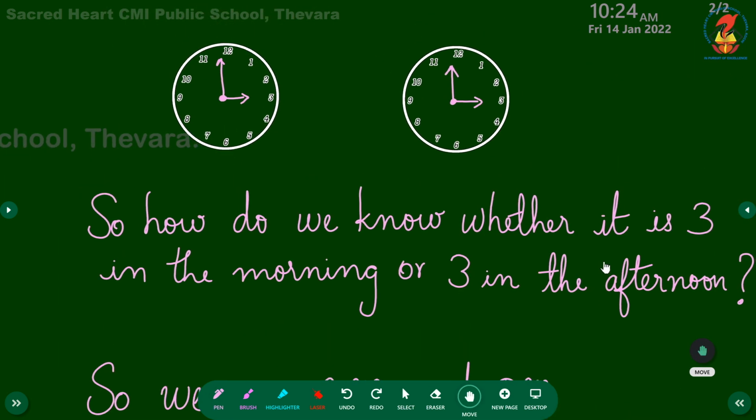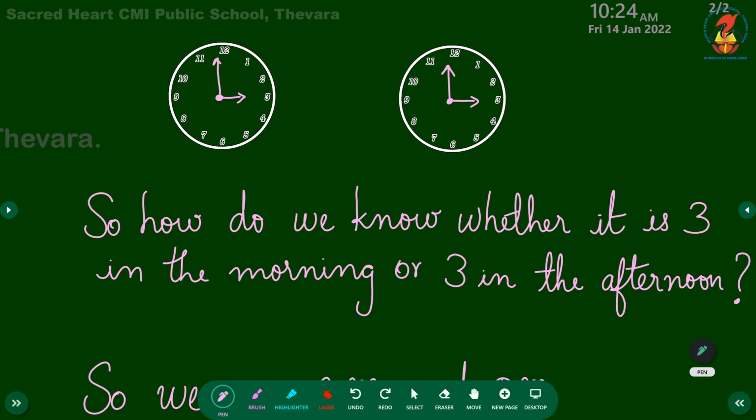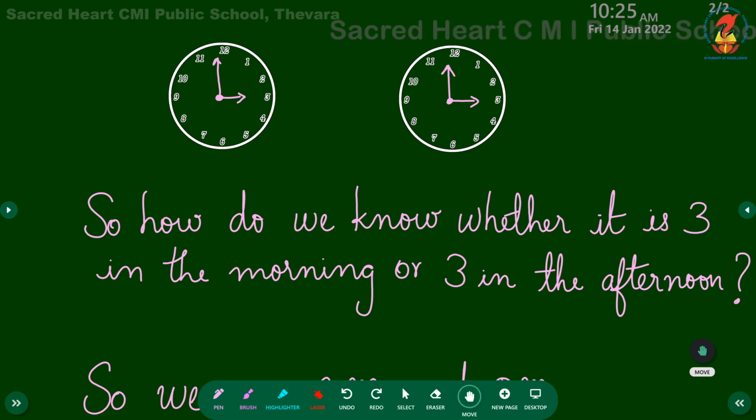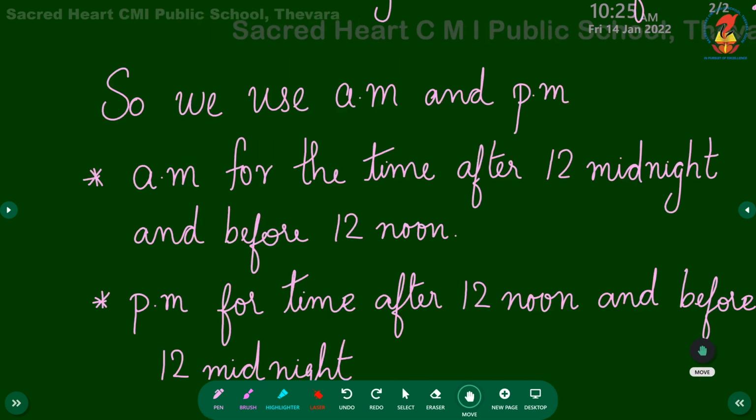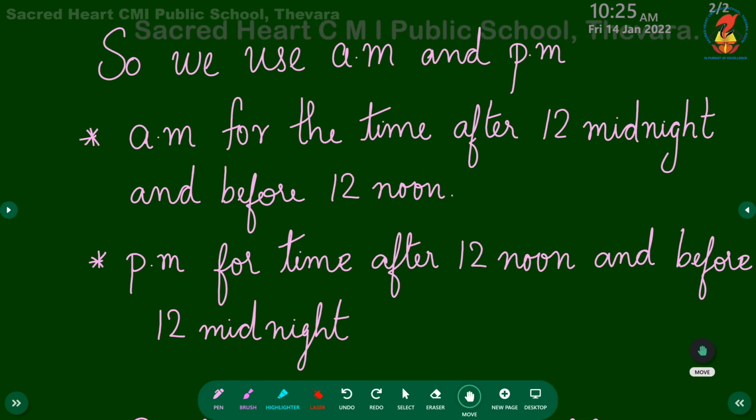Here 2 clocks are showing. Both clocks are showing the same time, right? So how can we find out whether it's morning or evening? For that we can use AM and PM. How do we know whether it is 3 in the morning or 3 in the afternoon? We can use AM and PM.